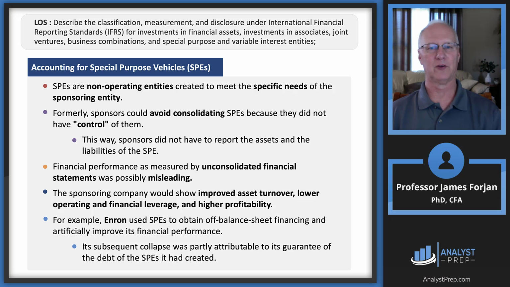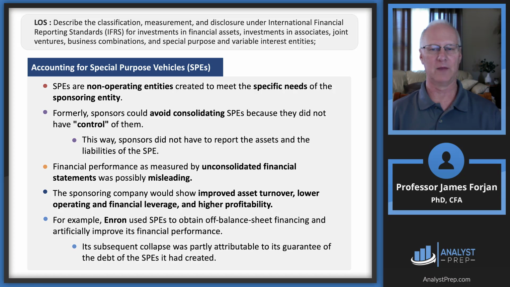Now, in the old days, sponsors could avoid consolidating these because they did not have control of them. So this way, sponsors did not have to report the assets and the liabilities of this special purpose entity. Look at that fourth circle point there. The sponsoring company would show improved asset turnover, lower operating and financial leverage, and higher profitability. That middle one there, lower operating and financial leverage, is probably the important one. And there's Enron there at the bottom. Obtain off-balance sheet financing and artificially improve its financial performance.